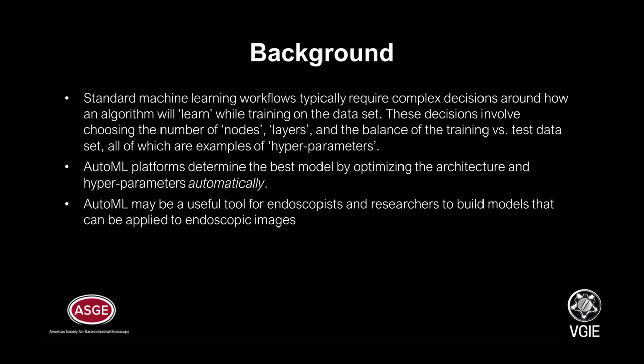Standard machine learning workflows typically require complex decisions around how an algorithm will learn while training on the dataset. These decisions involve choosing the number of nodes, layers, and the balance of training versus test data, all of which are examples of hyperparameters. AutoML platforms determine the best model by optimizing the architecture and hyperparameters automatically. AutoML may be a useful tool for endoscopists and researchers to build models that can be applied to endoscopic images.